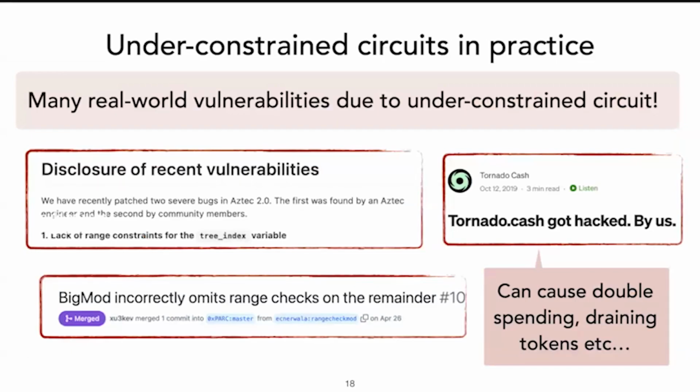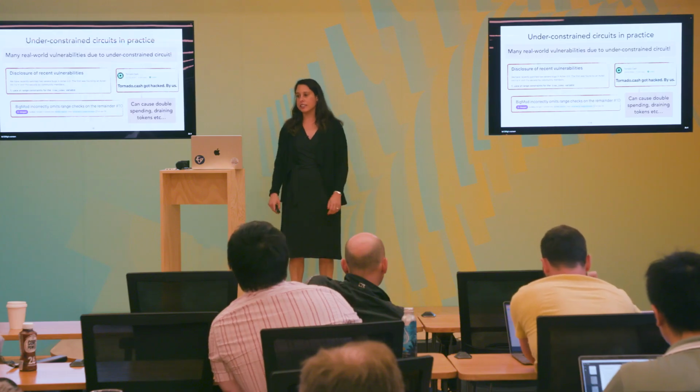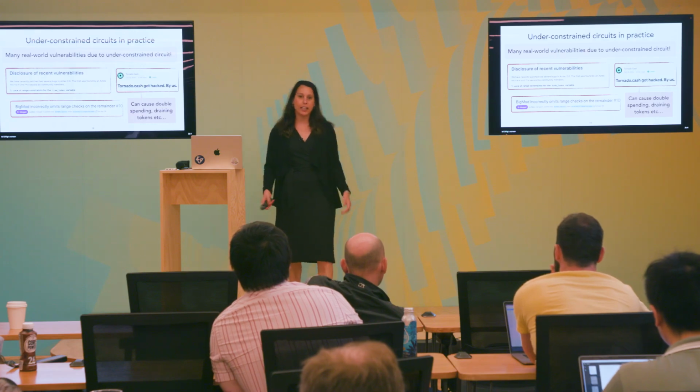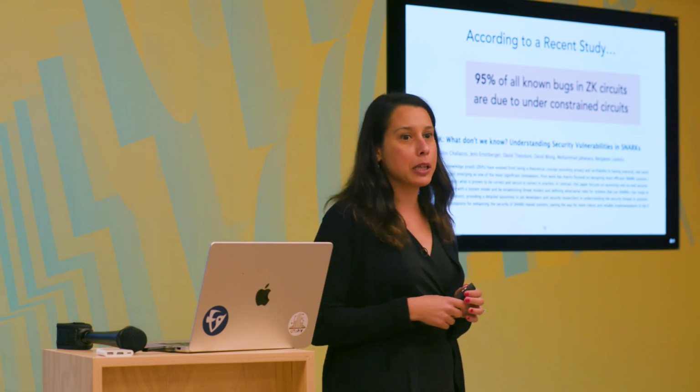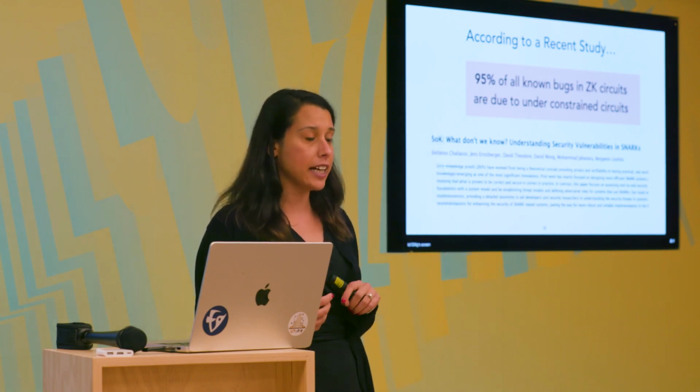And by the way, I just want to make it clear that I'm not making this up. This is not just an academic problem. Under-constrained circuits are actually a real cause of vulnerabilities in practice. If you go and look, there are a bunch of vulnerabilities caused by circuits being under-constrained, and they can cause serious issues like draining tokens from an account, double spending, and so on. To give further evidence, there's a very nice empirical study paper that came out recently by Stefanos Chaliasos et al., where they did a large-scale empirical study of a bunch of known bugs in ZK circuits.